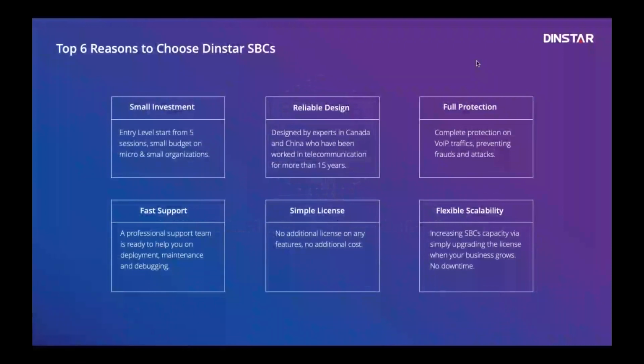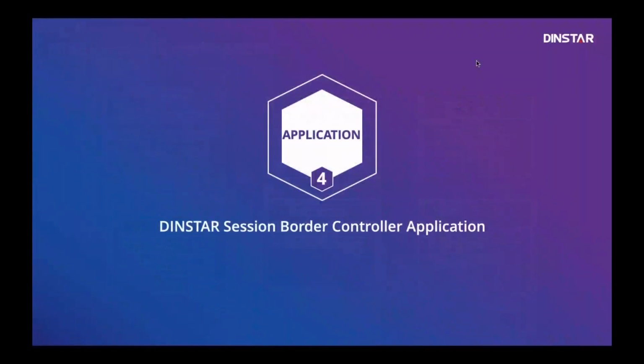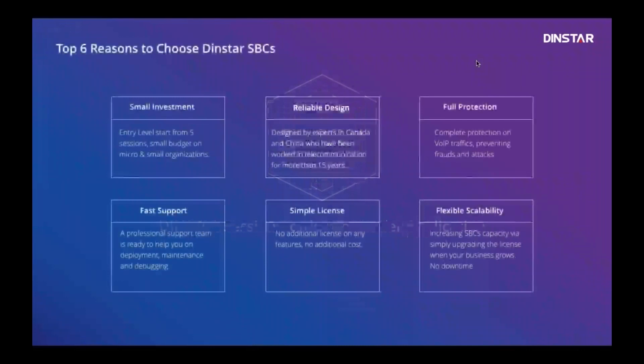The fourth one is flexible scalability, because the scalability of our SBC can increase by simply a software license, and your business won't be down. So this is very simple. The fifth one is simple license: we don't need additional licenses for other features of the SBC, so it's always full features. The license is only about the capacity. And the sixth one is fast support. Well, you already know, you are our old friends, so DINSTAR offers a professional support team ready to help you with deployment, maintenance, and debugging.